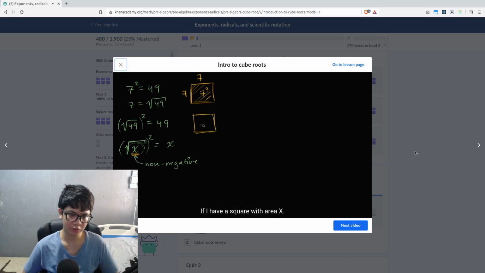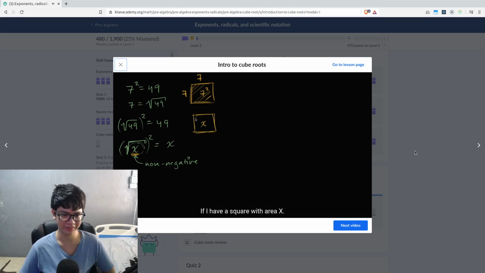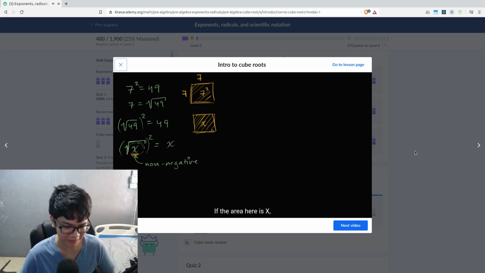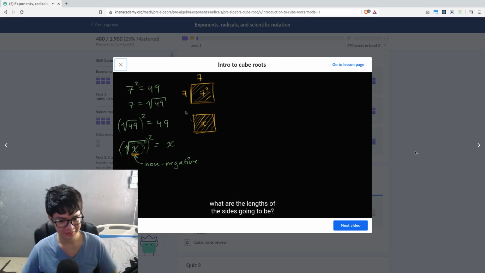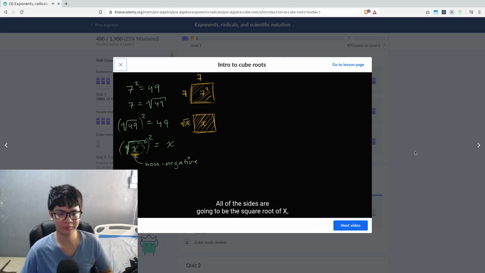If I have a square with area x, what are the lengths of the sides going to be? Well, it's going to be square root of x. All of the sides are going to be square root of x, so it's going to be square root of x by square root of x. So that's where the term square root comes from, where the square comes from. Now, what do you think cube root?